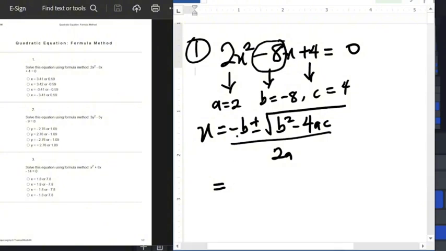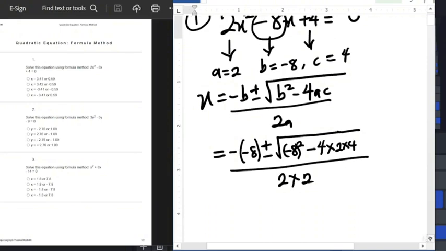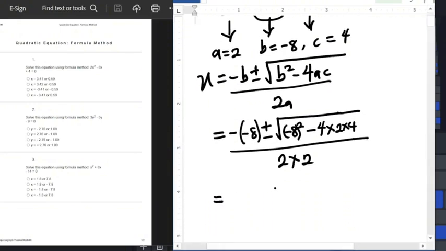So that means minus b, that is minus b is already minus 8, into bracket minus 8, plus or minus square root of b squared, that is minus 8 squared, minus 4 multiplied by a, which is 2, multiplied by c, which is 4. So we divide everything by 2 times a, which is 2. I hope this is clear. So from here now, minus times minus is plus. This will be 8 plus or minus.